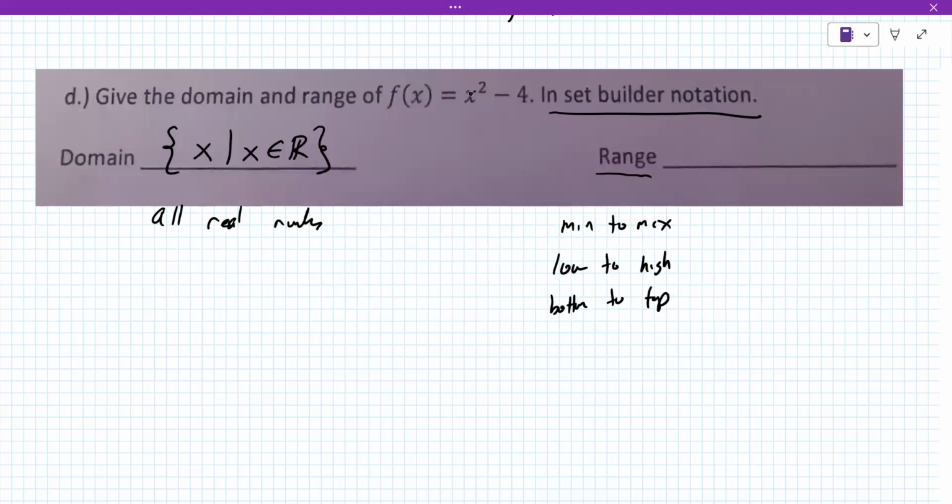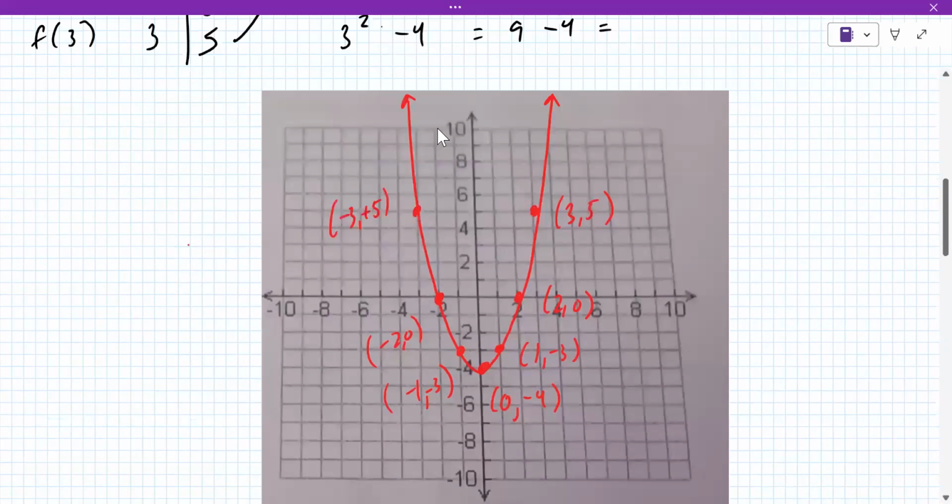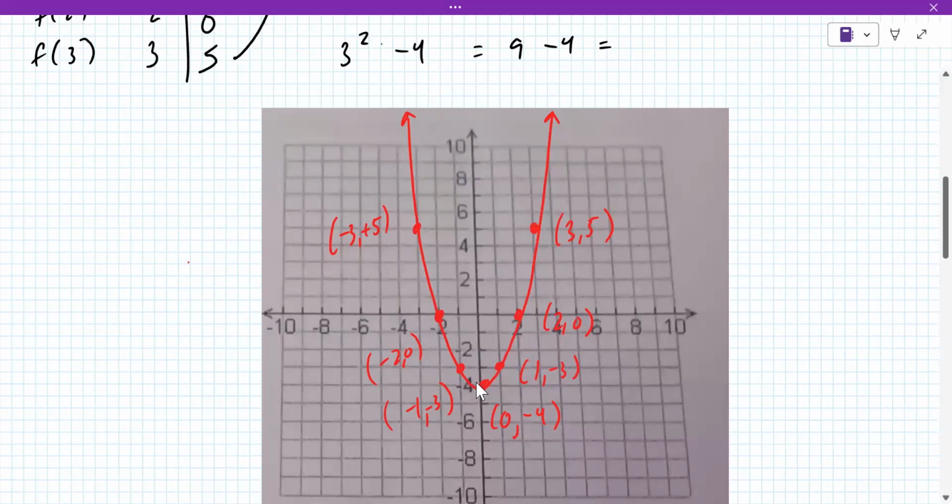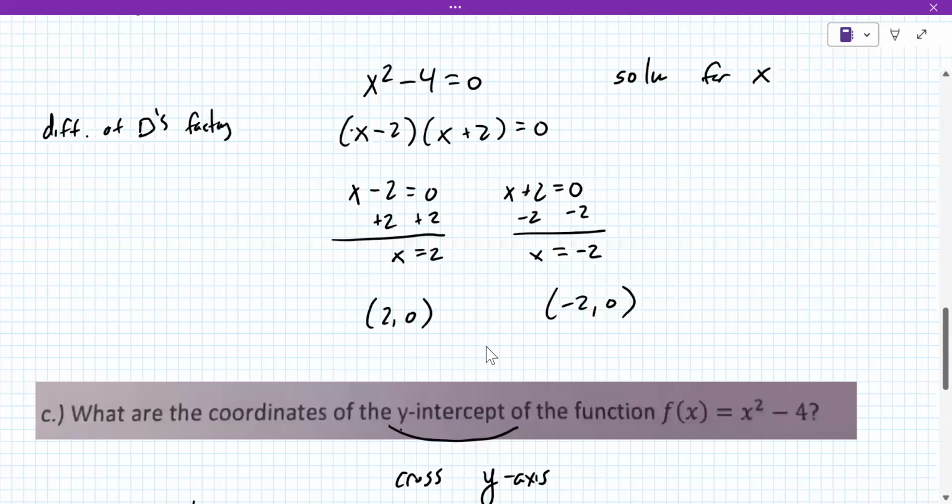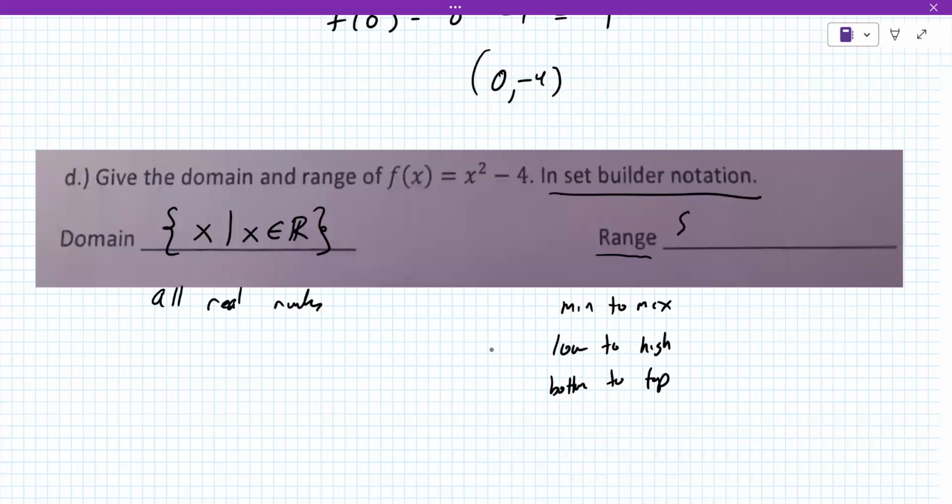So if we go back to the graph, see how it reaches a minimum here. This is the smallest value that it can take on. That's at -4. So the y values are everything bigger than -4. So you still have to give this preamble, this y such that y is an element of the real numbers, comma, y greater than or equal to -4.